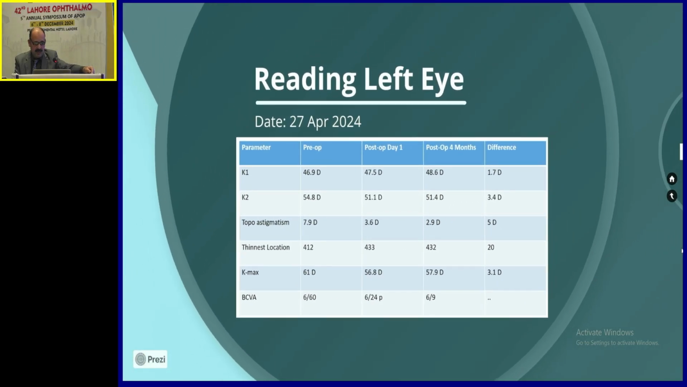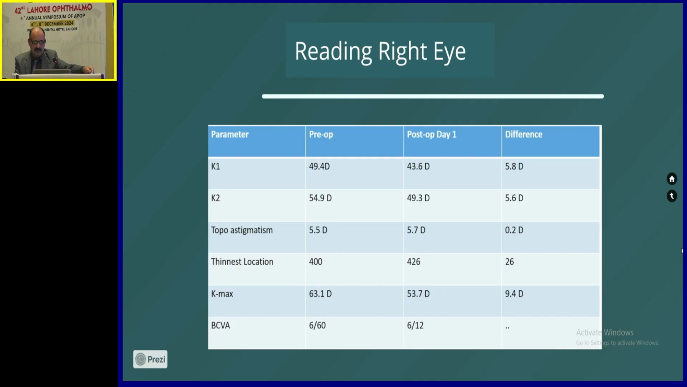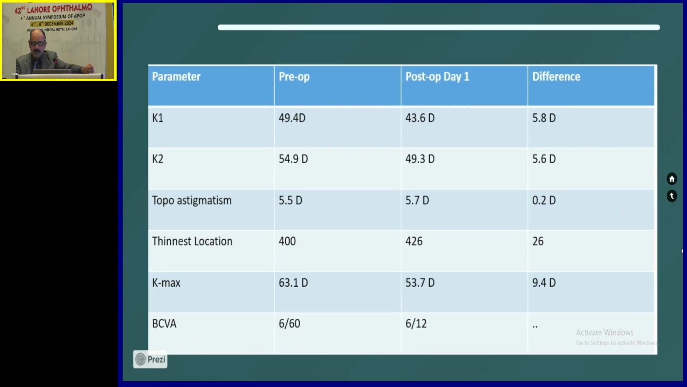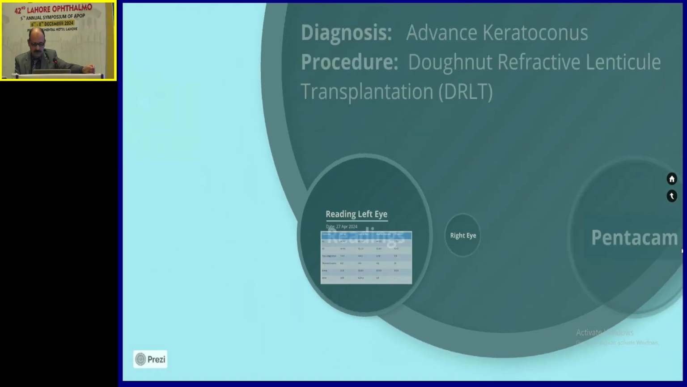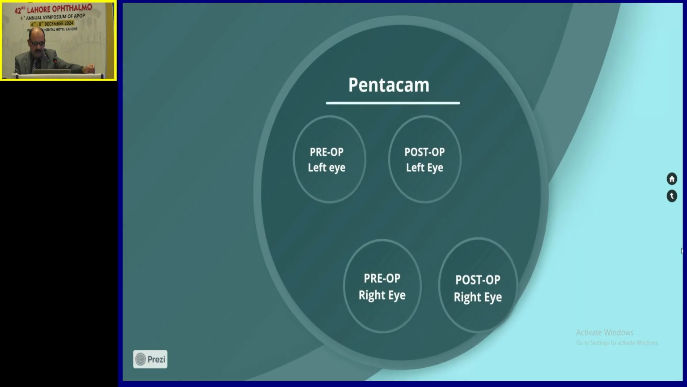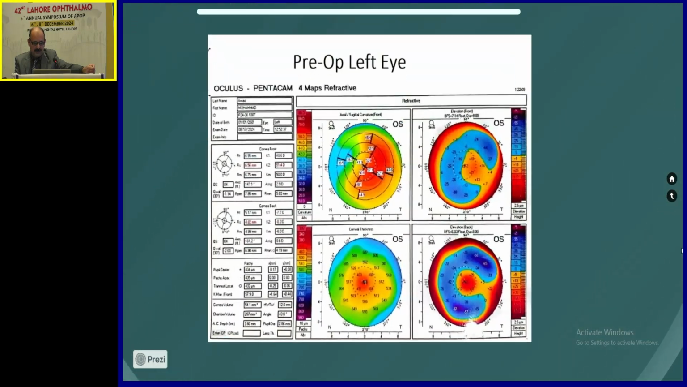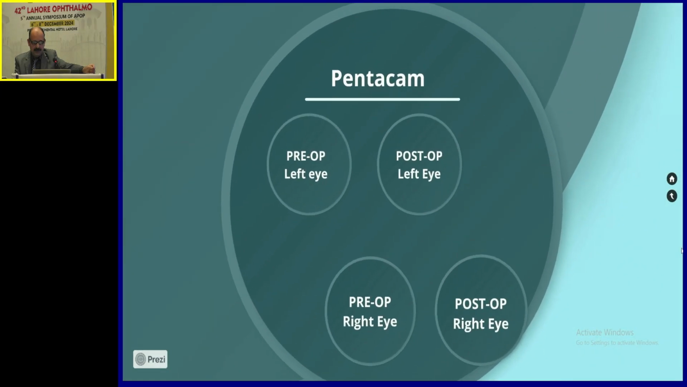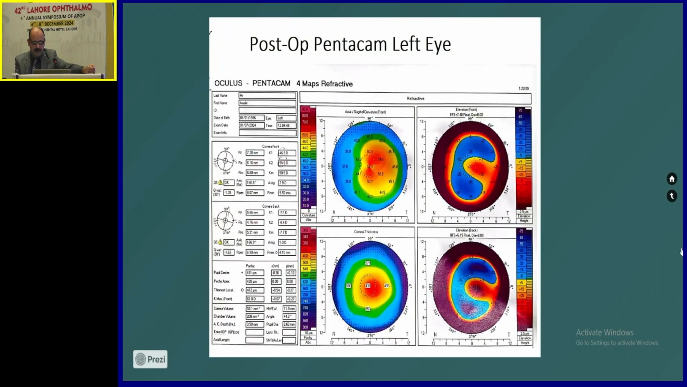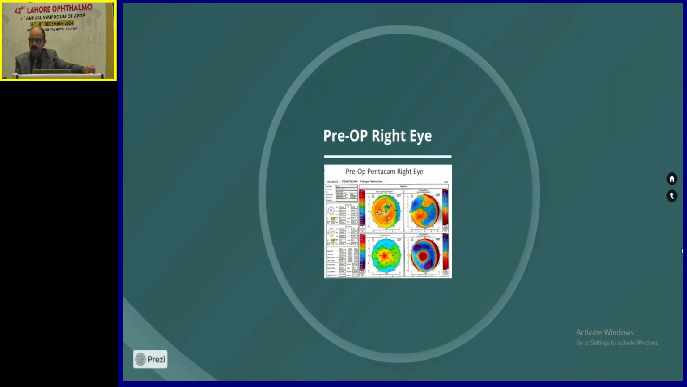This is the right eye, right? So we did the procedure on both eyes. If you look at the parameters, again, the topo astigmatism is reduced only by 0.2 diopter. But if you look at the K-max, it is reduced by 9.4 diopter. Again, there is a good improvement of the best corrected visual acuity. This is the Pentacam, right? This is for the left eye. This is again post-op left eye. This is the pre-op right eye.